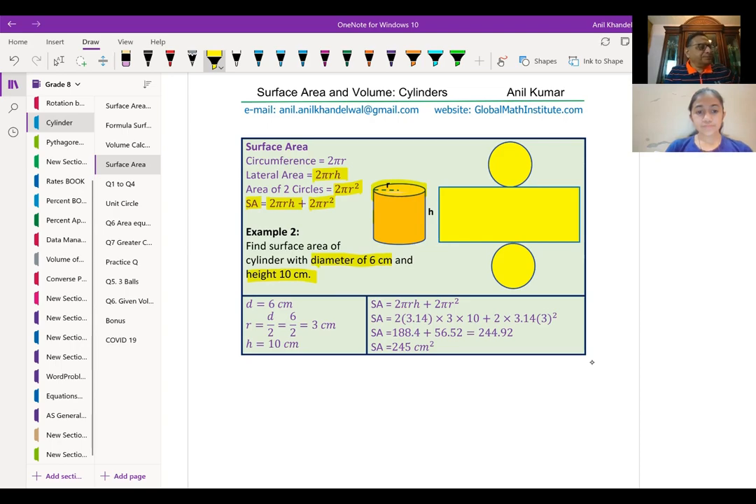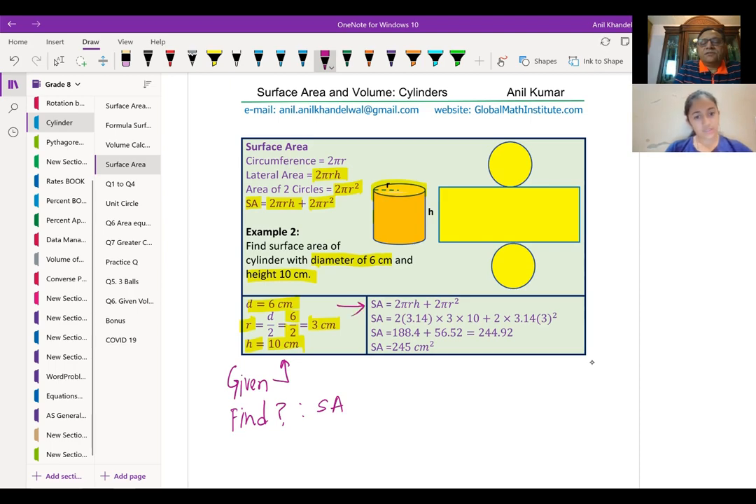So diameter is 6 centimeter. Half of the diameter is radius, so first find the radius. 6 divided by 2, 3 centimeter. Height is given to us, 10 centimeter. This is all given, right? So write down what is given to us first. And then what do you need to find? In this case, it is surface area, correct?